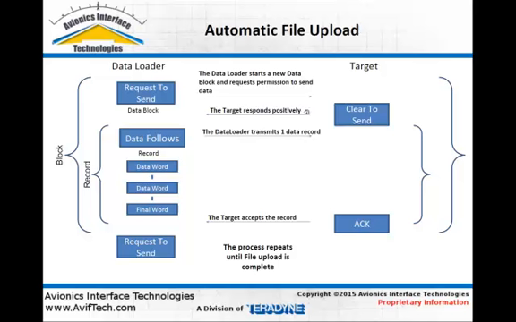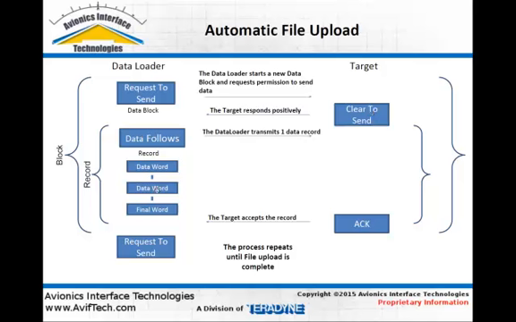In the request to send and clear to send message exchange, the data loader indicates a record count that it wishes to send. The record count is basically that sequence of data follows, data words, to final word. It's how many times he wants to repeat that. And the target acknowledges and accepts that record count by indicating the record count that it's ready to receive in the clear to send. So the data loader repeats this data follows the record count number of times, the number of times indicated in the record count in the clear to send message.